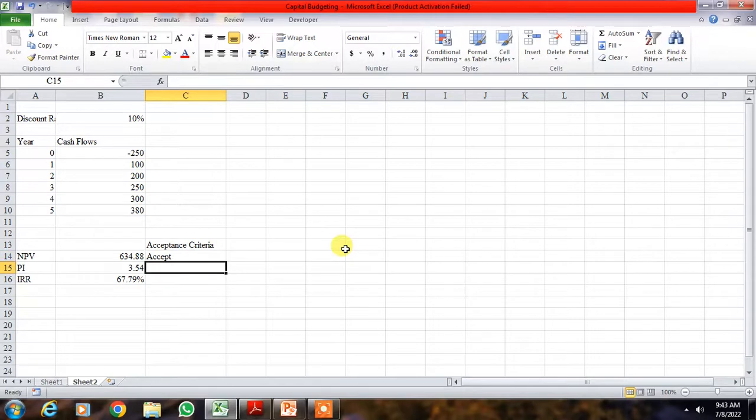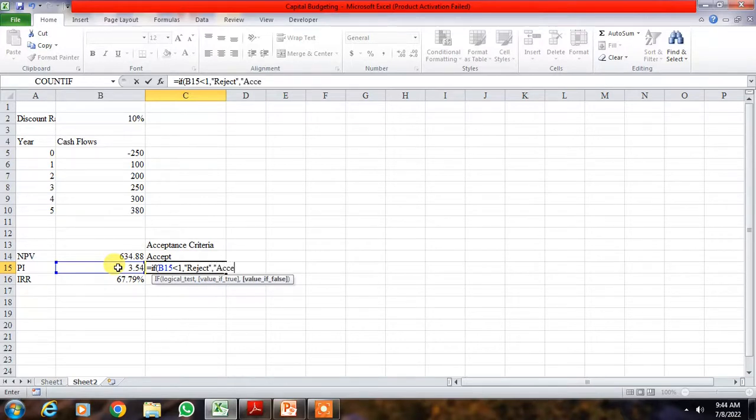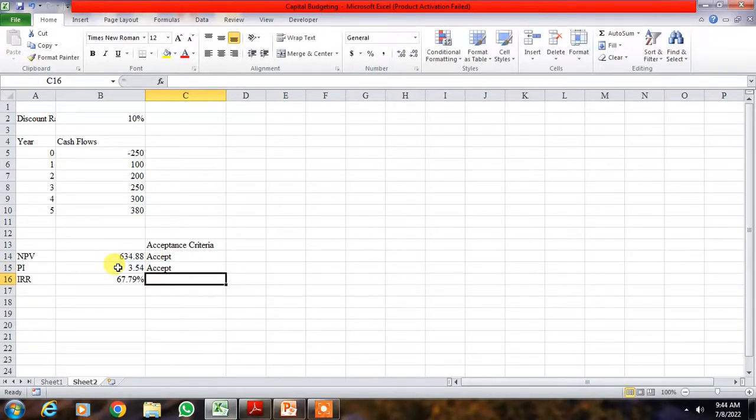For profitability index, the criterion is that if this value is less than 1, then you are supposed to reject it, otherwise you are supposed to accept it. So you can see again this is accepted.